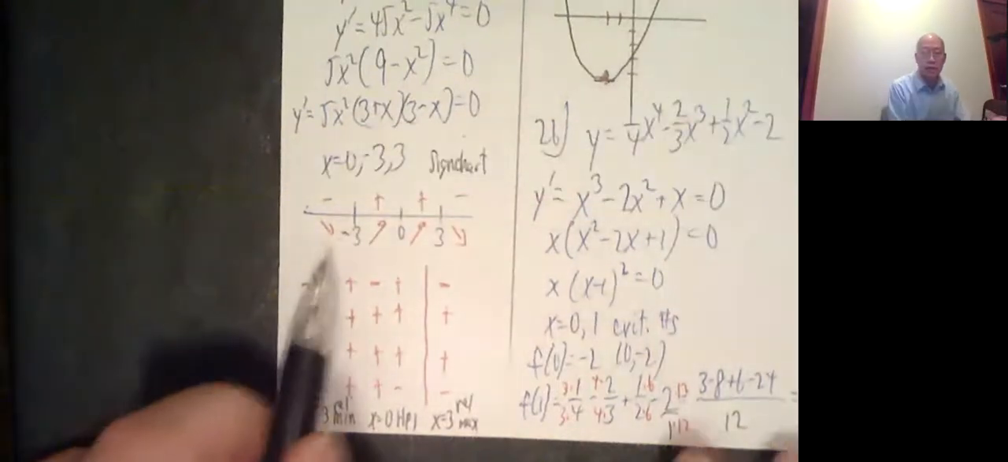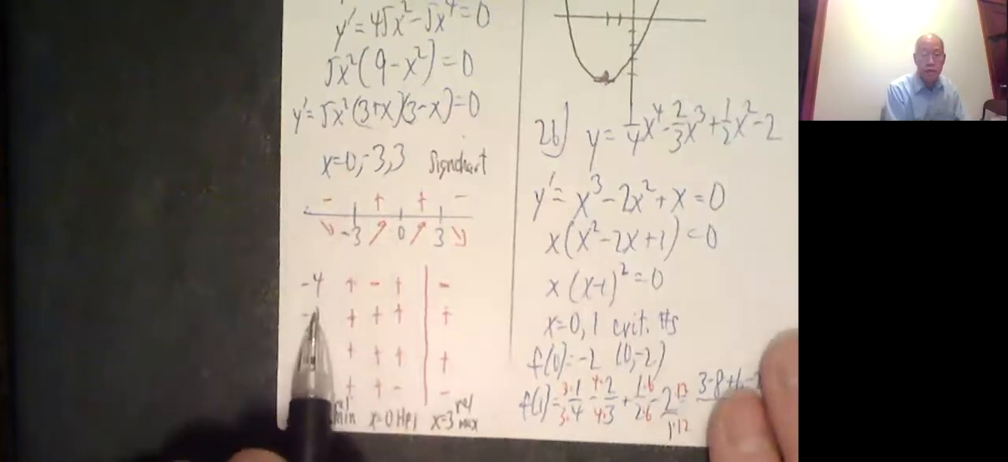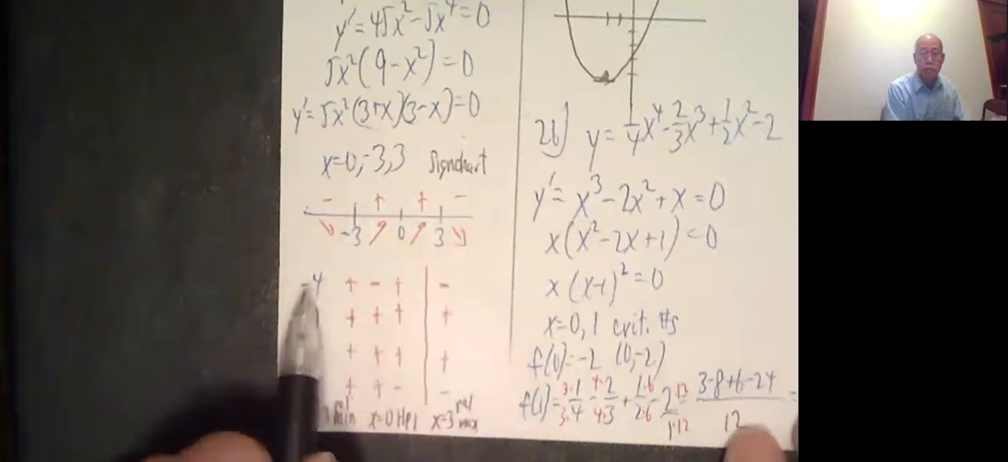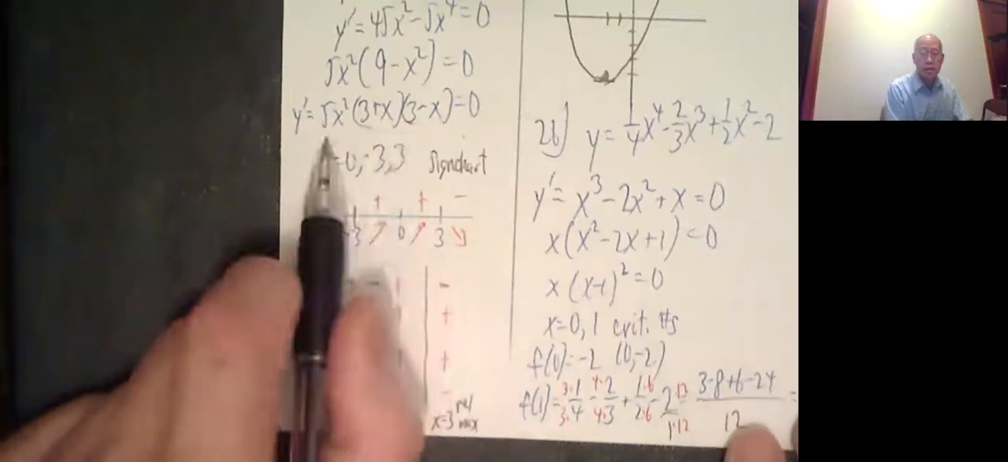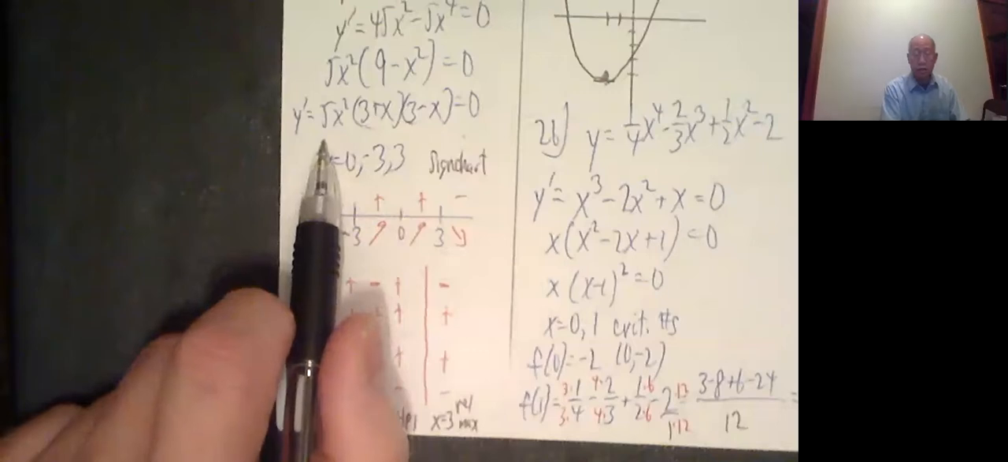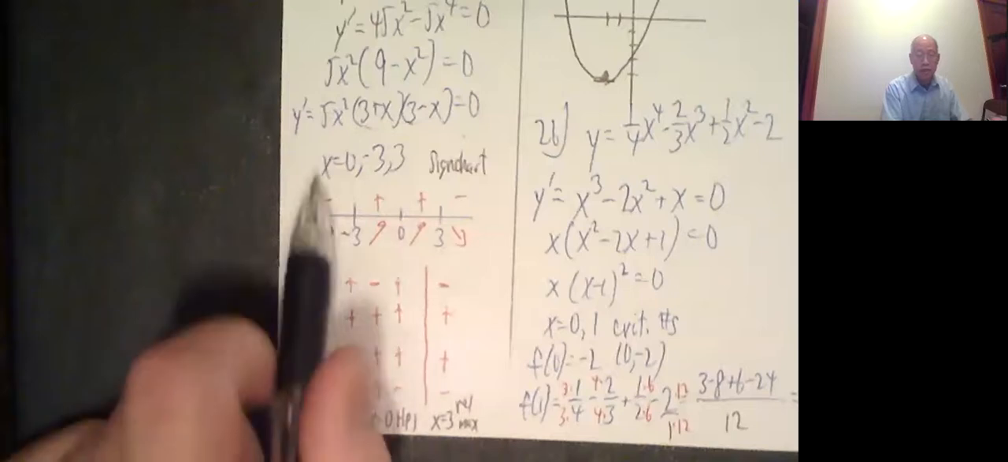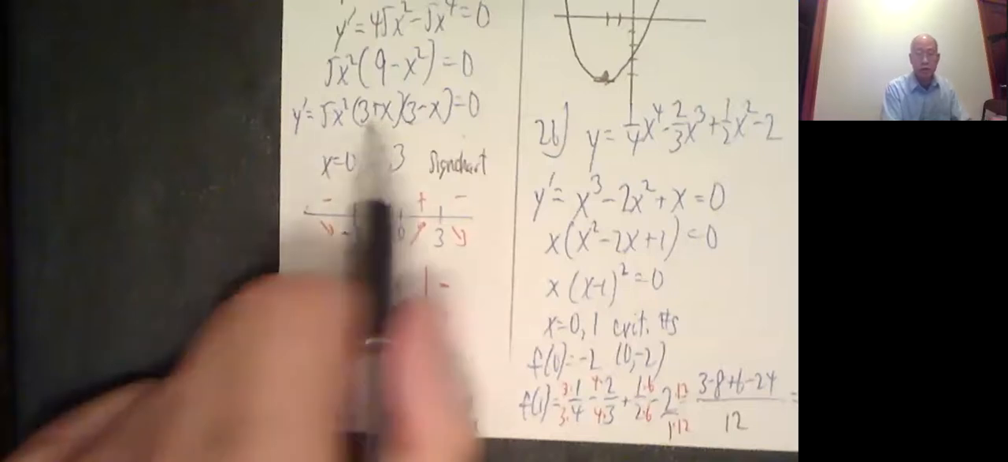Right, and then I pick something in each region. So something over here would be like negative 4. Something in here would be negative 1. Something in here is 1. And something here is 4. Okay, and I plug into this expression for the derivative. But notice 5x squared is always positive. If I plug in a positive or a negative quantity, the 5x squared is going to be positive. So all of these pluses indicate the 5x squared. So I just have to look at these two.